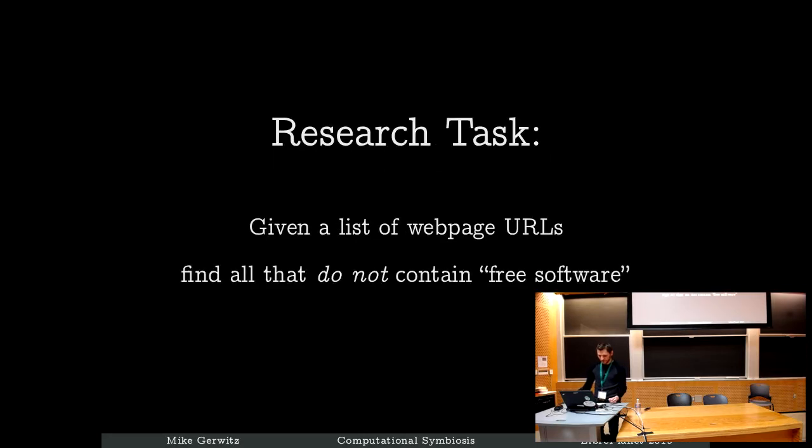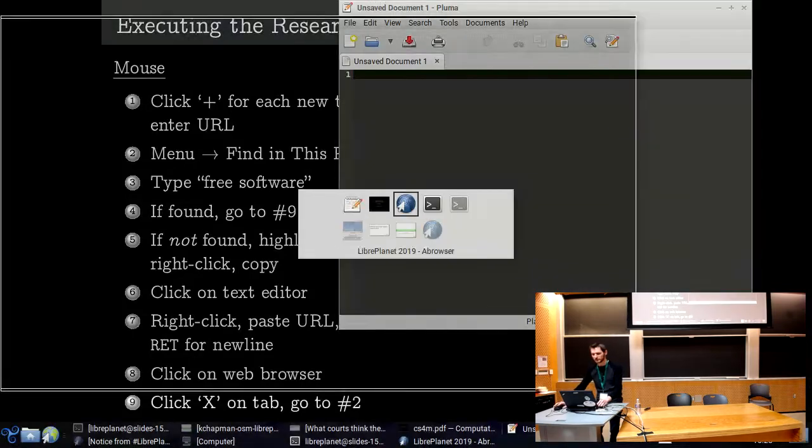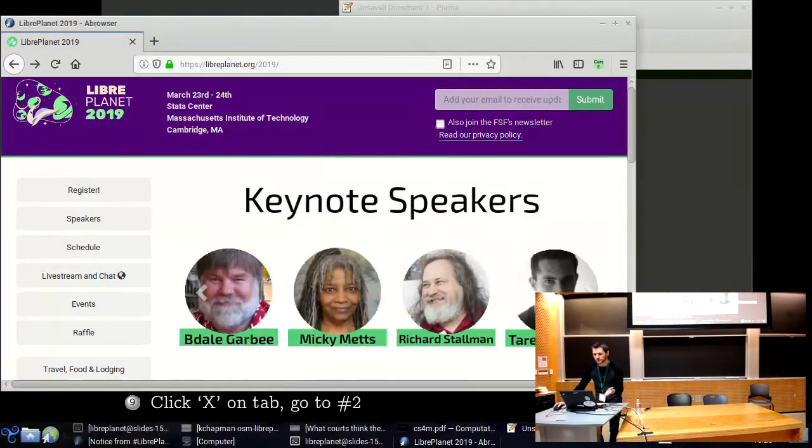So I want to propose a simple research task. Let's say I emailed you a list of web pages, maybe 5 or 10 of them, and I wanted to know which ones do not contain the phrase free software, maybe to focus my activism on. So you don't need to read that slide, but let's say, how would we do this as a normal user?